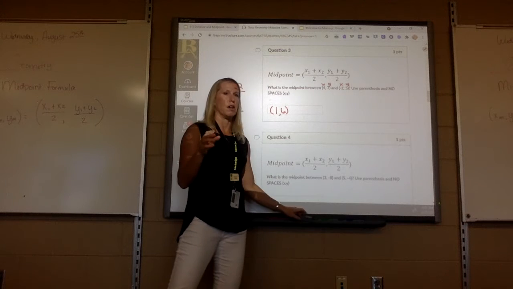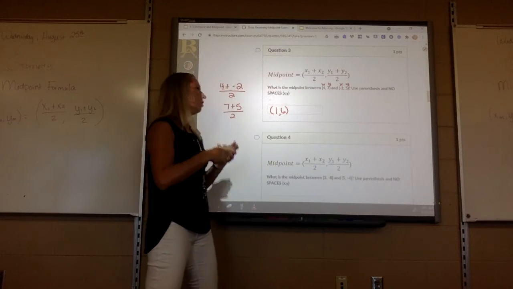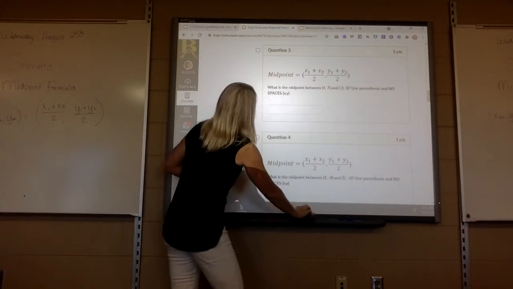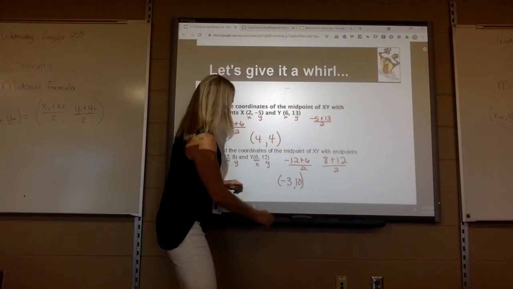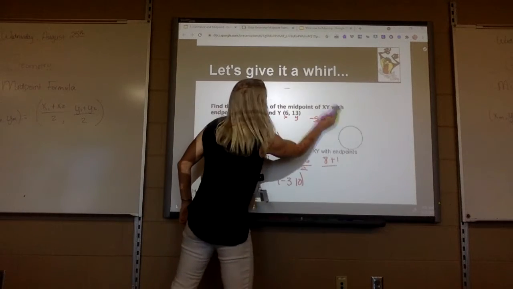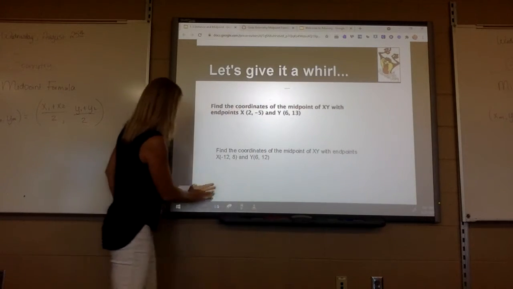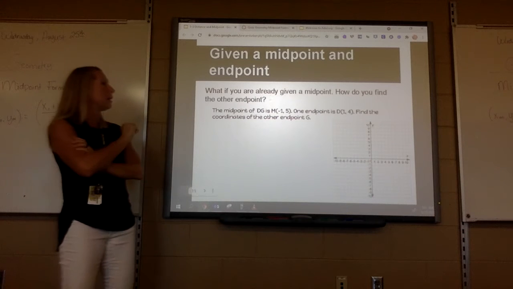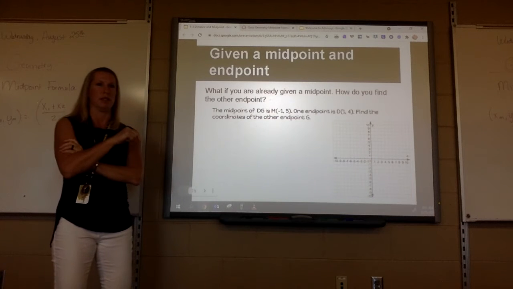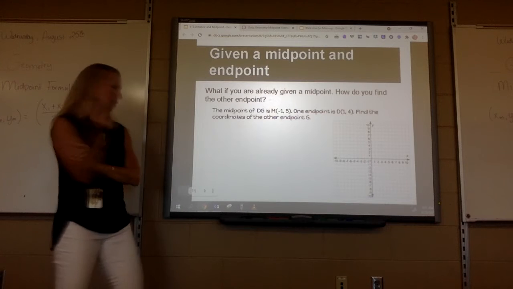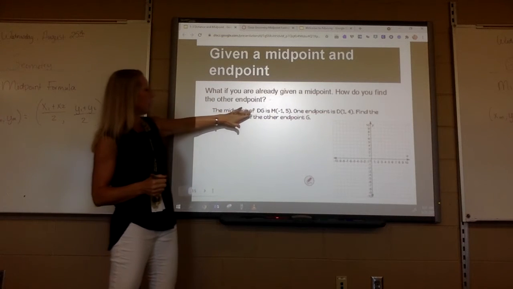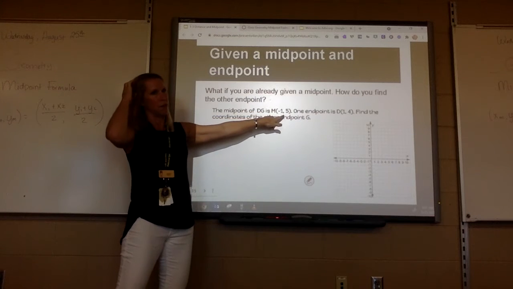Okay, so far we're just adding x's together, divide by 2, adding y's together, divide by 2. Okay, one more type of problem. Just one more type. What do we do if we're given a midpoint and an endpoint, and we have to find the other endpoint? So, like for example, it says the midpoint of DG is negative 1, 5.